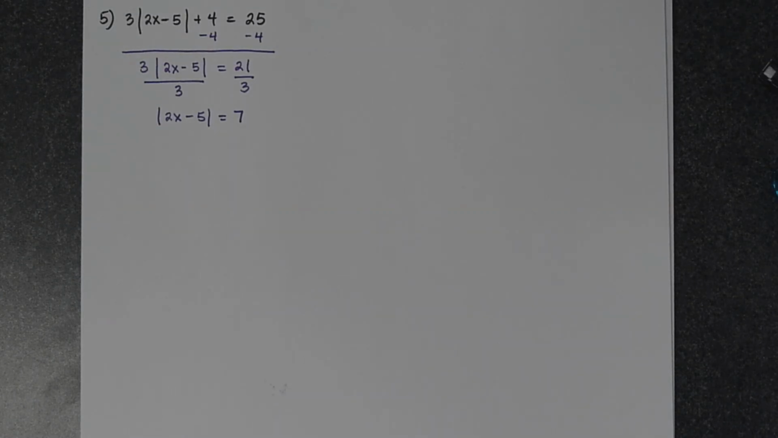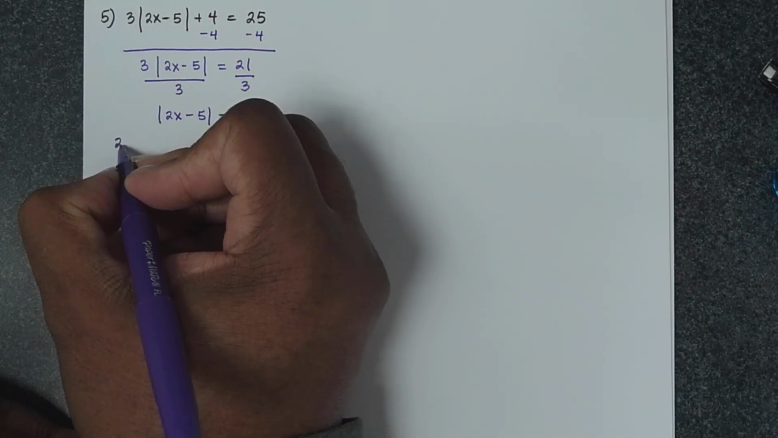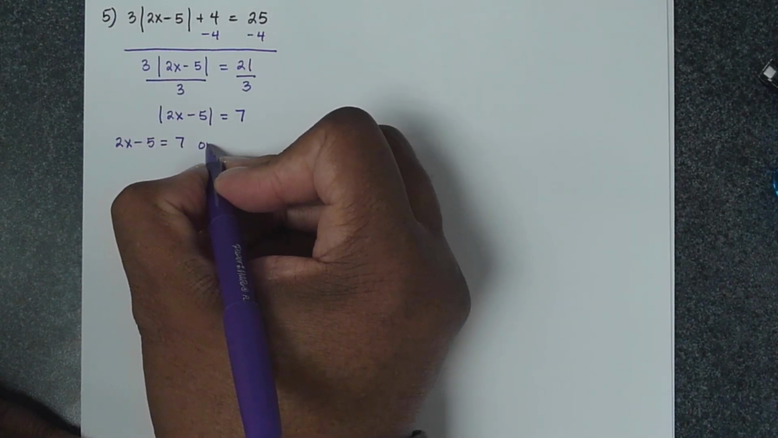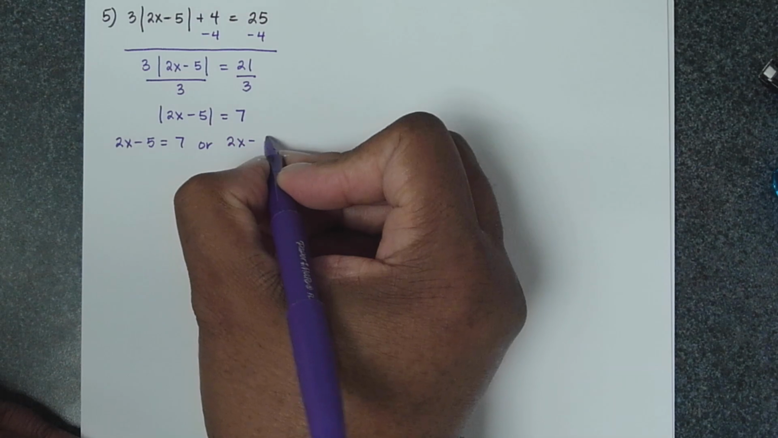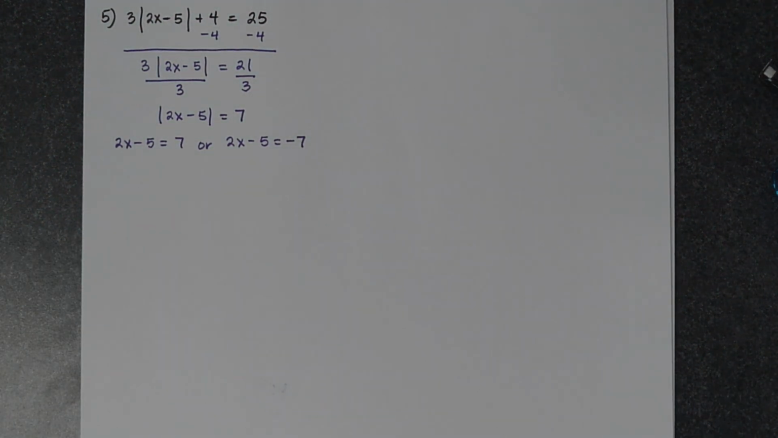So now to solve this, I need to write this as 2 separate equations. An absolute value equation, you must write it as 2 separate equations. So the absolute value of 2x minus 5 equals 7 means that 2x minus 5 will equal 7, or 2x minus 5 is equal to negative 7. And for each equation, I'll solve for x.